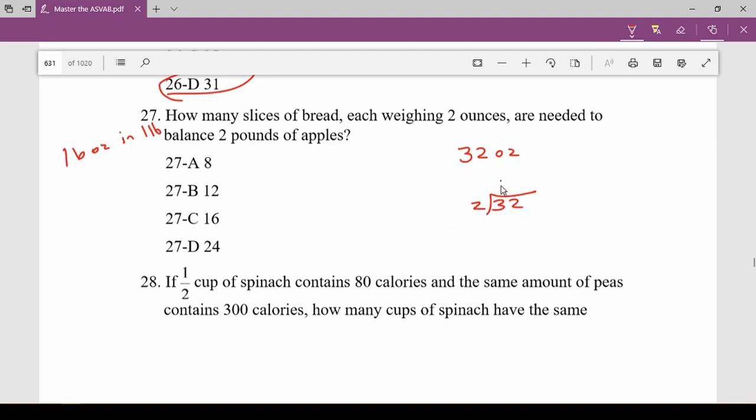2 goes into 3 one time. 2 times 1 is 2. Subtract. 3 minus 2 is going to be 1. Bring down this 2. 2 goes into 12 6 times. So we can see we're going to need 16 slices of bread to balance out the 2 pounds of apples.